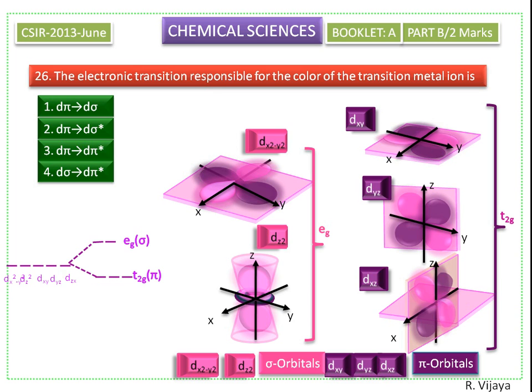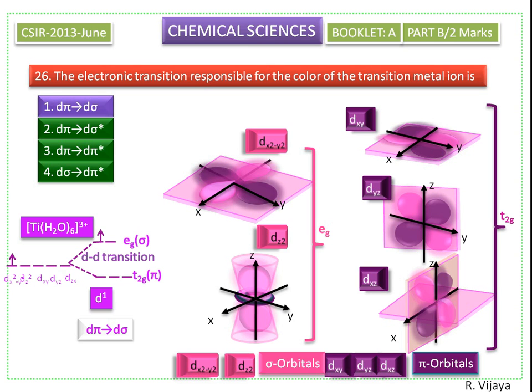So let me take the example of the hexaaqua titanium 3 complex ion. Here it has a d1 configuration. On irradiation, the electron is transferred from the T2g orbital to the Eg orbital. We get a d-d transition, or otherwise we can say d pi to d sigma. So the electronic transition responsible for the color of the transition metal ion is d pi to d sigma. That is, the first option is the correct answer.